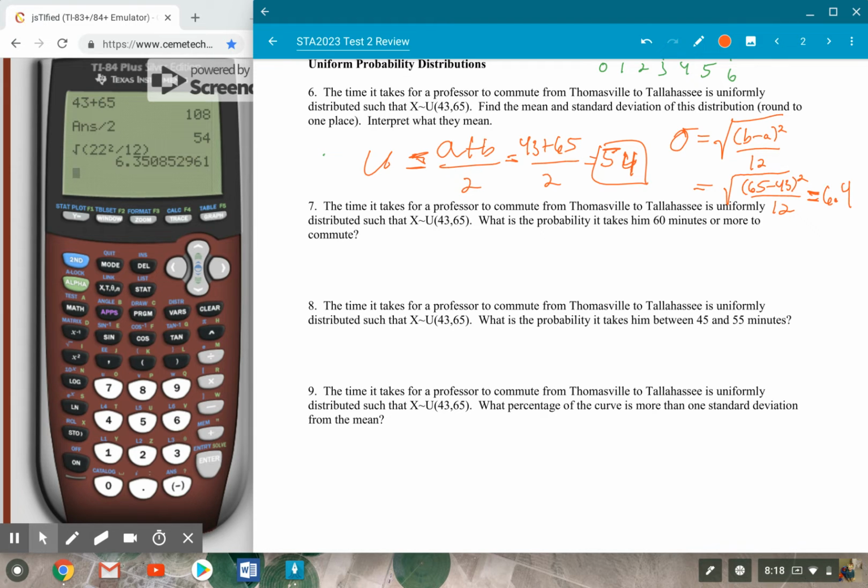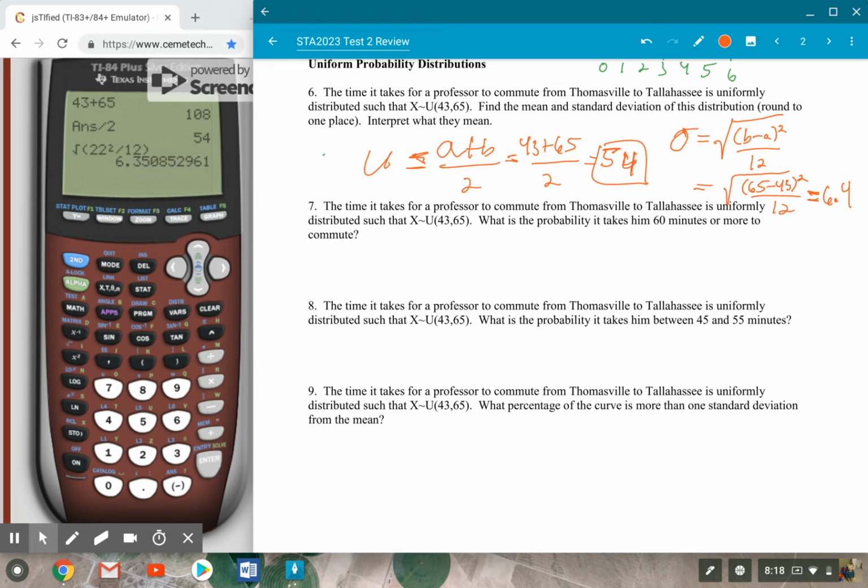So my average commute time is 54 minutes. But this isn't a guarantee. It's not going to take me 54 minutes every day. It varies some from day to day depending on traffic and other things going on in Tallahassee with roadways. So this can vary by as much as 6.4 minutes. So typically varies by 6.4 minutes.